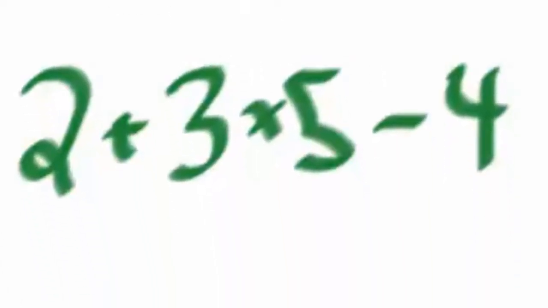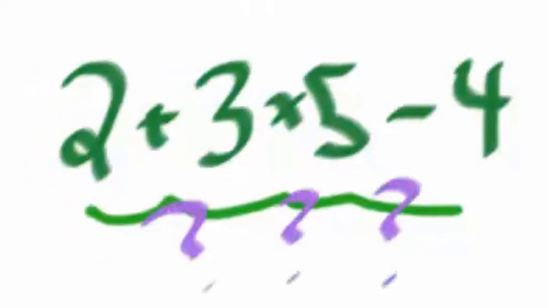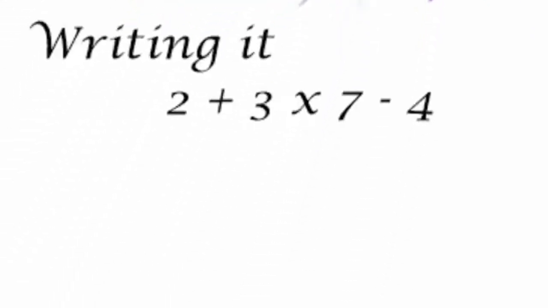So we take a look at a problem of 2 plus 3 times 5 minus 4. How is this problem solved? Do we simply read it from left to right and think, well, I'm going to add 2 and 3, then times by 5 and subtract 4? These questions lead us to think about how we apply the order of operations. So let's write it out: 2 plus 3 times 7 minus 4.